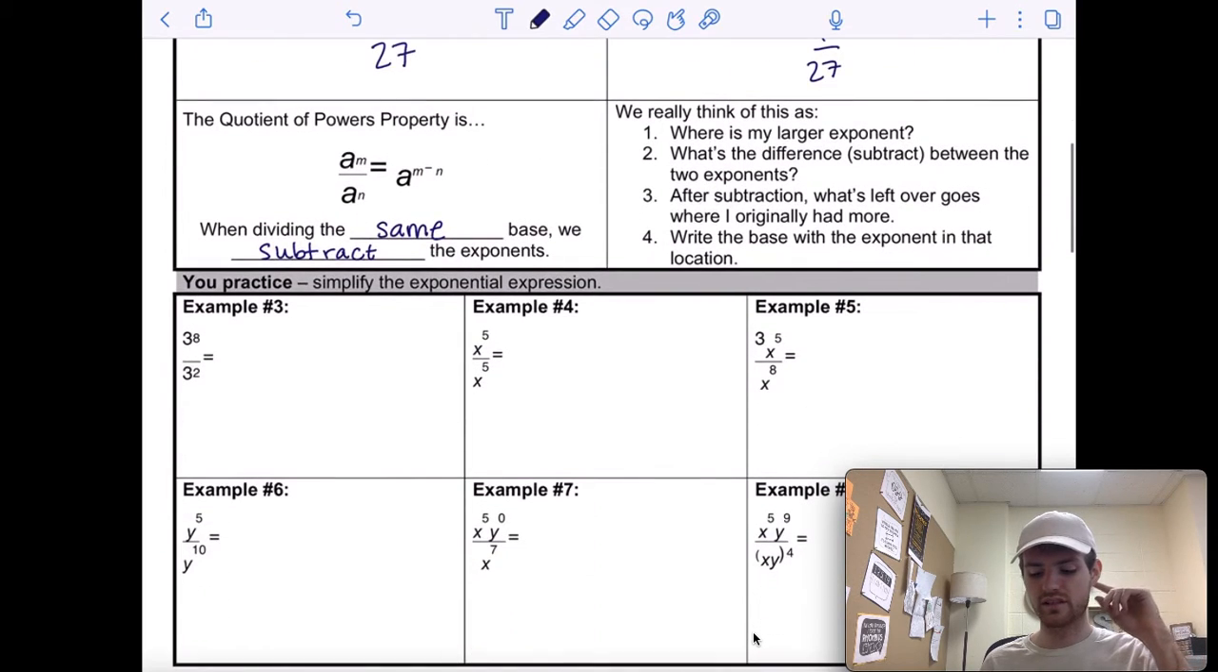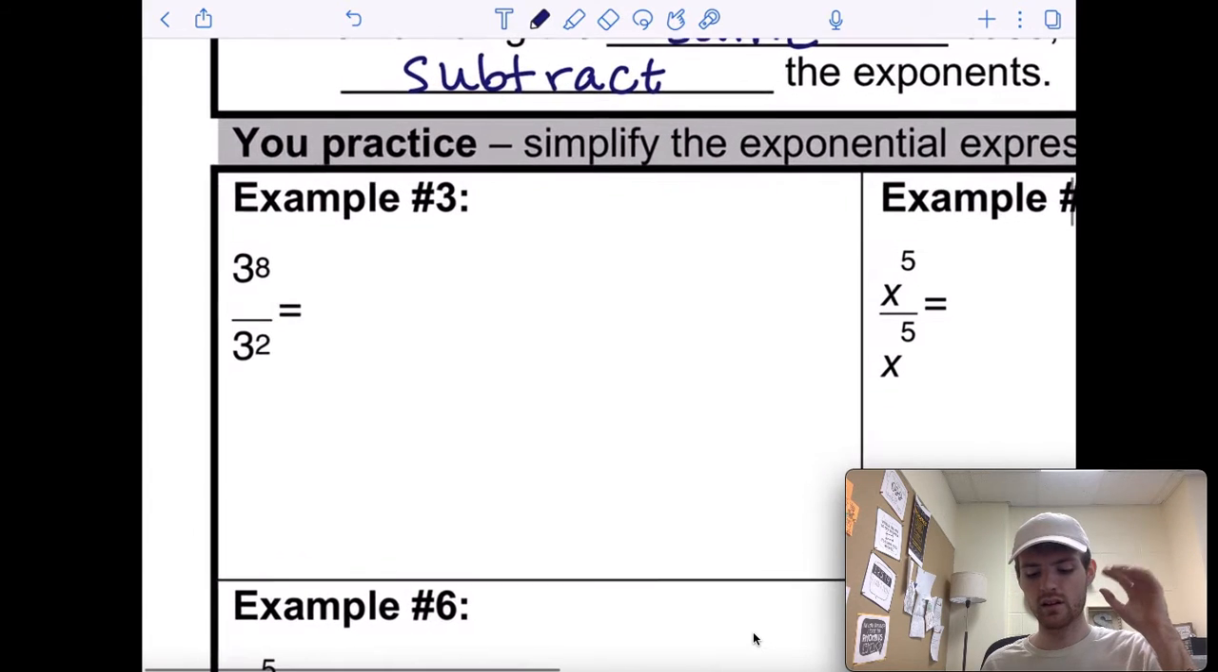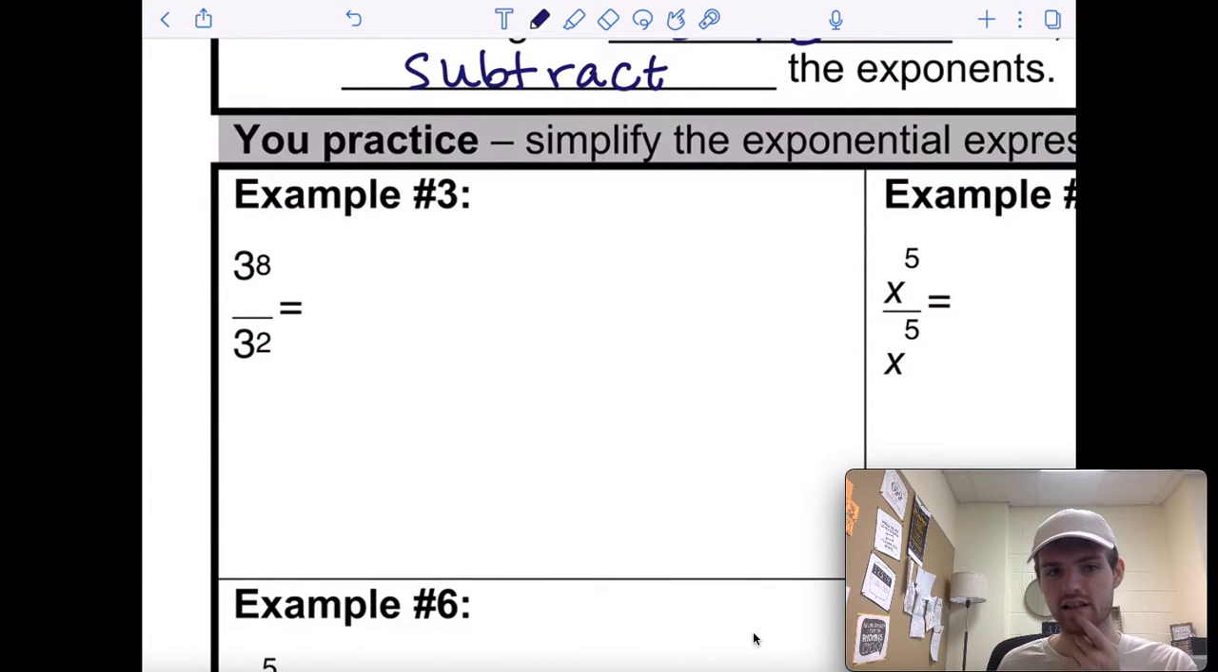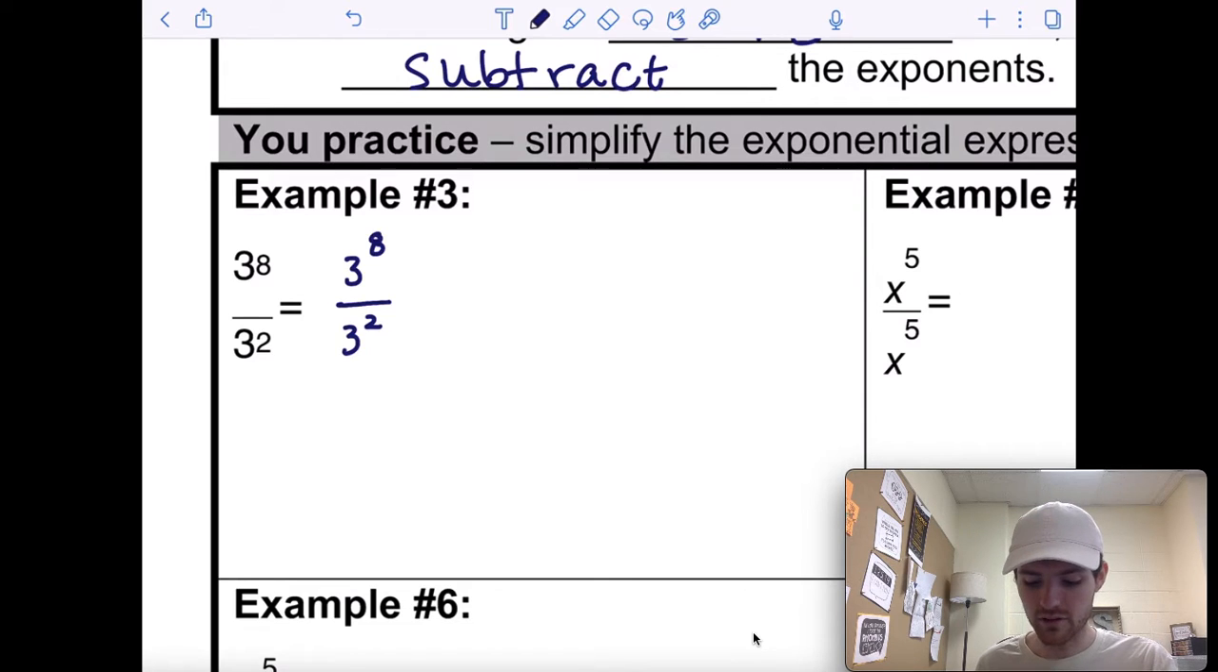I'll go ahead and go through these examples, at least the first 2 or 3. When we see example 3, we see 3 to the 8th over 3 squared. Let me ask you, first of all, looking at those two, which exponent is bigger, 8 or 2? It's a very simple question, but it's really important. Do we see how that 3 to the 8th is bigger?